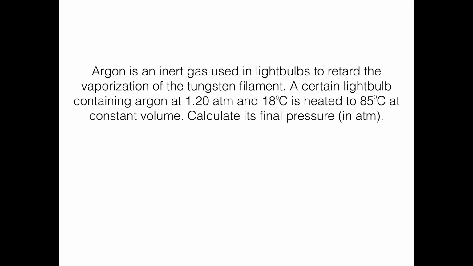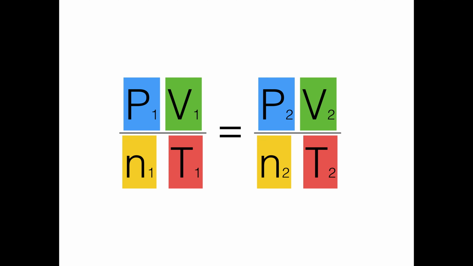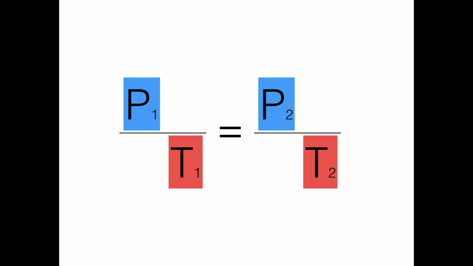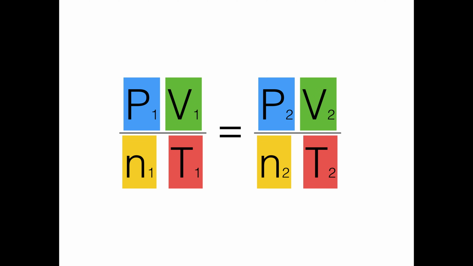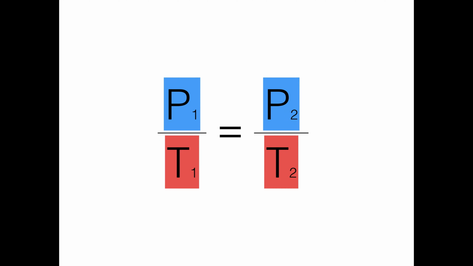My pressure is what I need to figure out, to calculate the final pressure. Now look at my temperature. It went from 18 to 85 Celsius. So again, I need to determine what I need and what I don't need in this particular problem. And I determined that my volume is not a player in this equation, and my moles is not a player, but my pressure and my temperature are. So this is the equation that I'm dealing with.